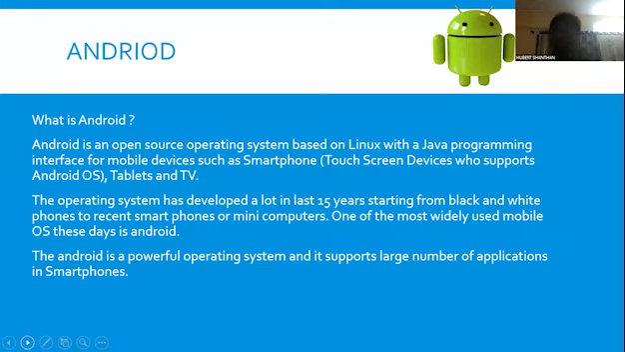Linux is a platform where open source applications and software work, and Android works based on Linux, whereas Microsoft Windows is not open source; it is a licensed, proprietary copy. The Java programming interface is used for mobile devices such as smartphones.